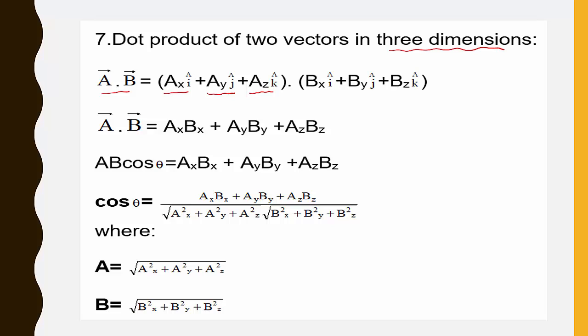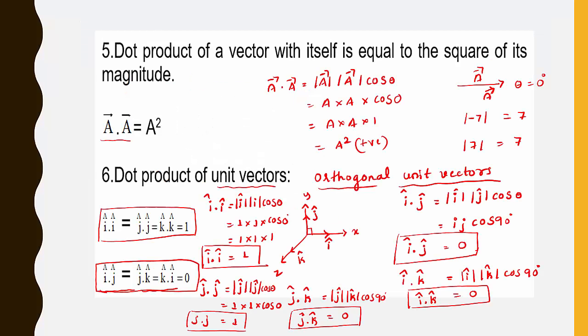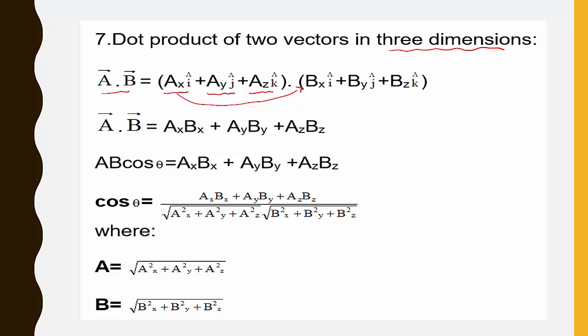Right? Or we can write it as vector A dot vector B equal to, let us multiply Ax into Bx. Remaining is what? i dot i. What is the value of i dot i? We just studied i dot i equal to 1. So we got Ax into Bx. Then similarly, Ay into By, j dot j value is 1, so leave it. Then similarly, Az into Bz. Its value will be k dot k equal to 1, so we got this equation. Similarly, we have to multiply each term here.